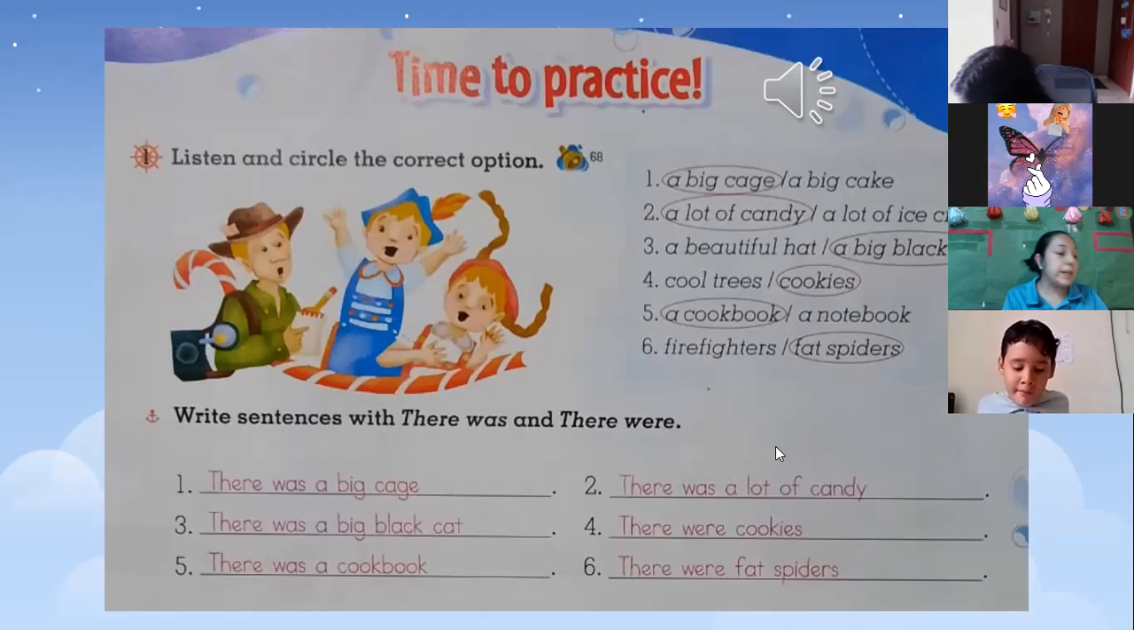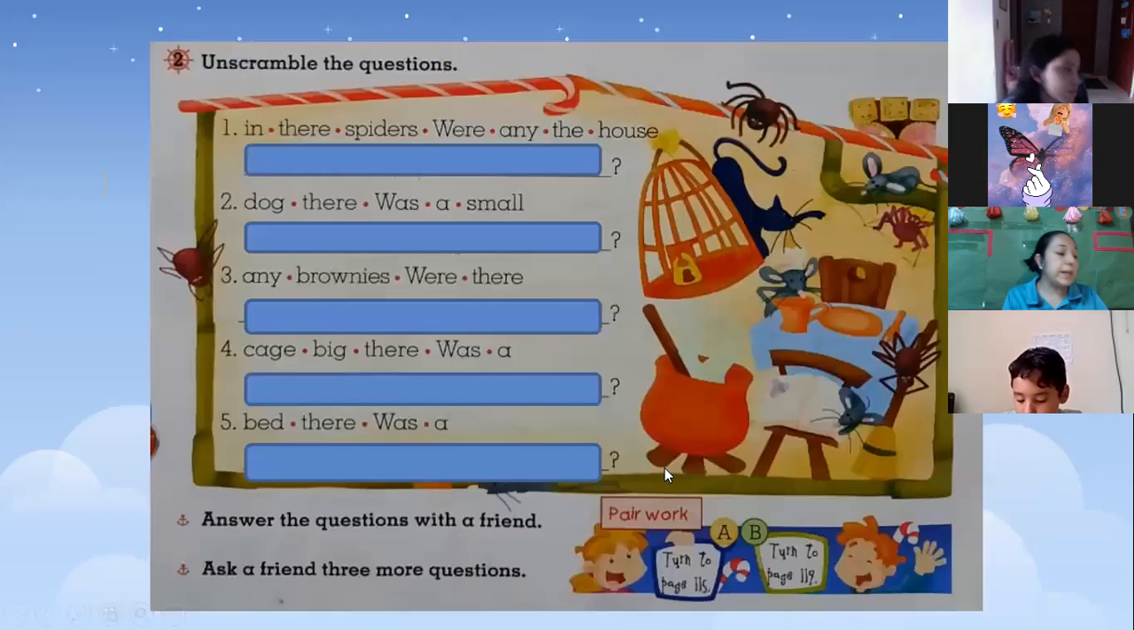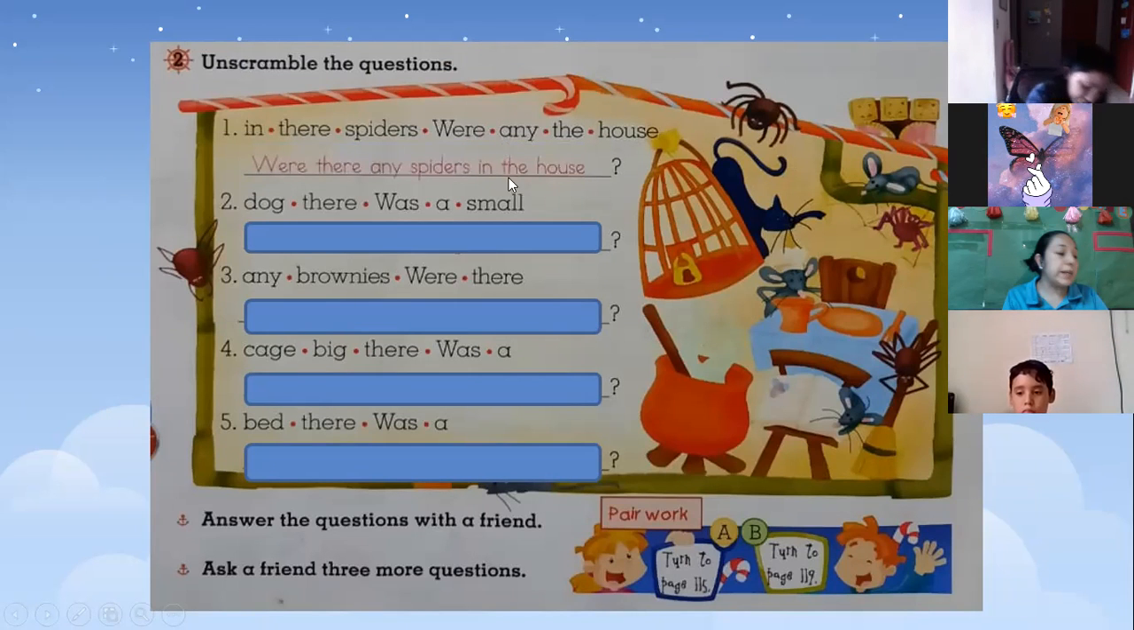Okay, so let's see. Now, exercise 2. We unscramble the questions. So we have some questions here and it is necessary that we unscramble. That means we put in order all the words. In there, spiders were any the house. When you begin the question, you start with were or was. So question number 1: were there any spiders in the house? Yes, this one is the correct order.